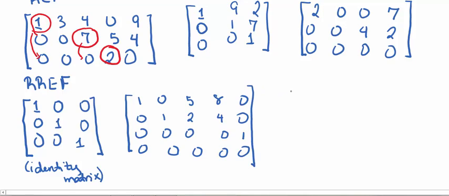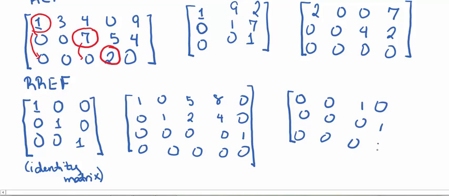One last example, 0 0 1 0 0 0 0 1 and then 0 0 0 0. So this also satisfies all 5 of the properties. So now that we've done that, let's do some non-examples. Examples of matrices that are in neither reduced row echelon form nor row echelon form.